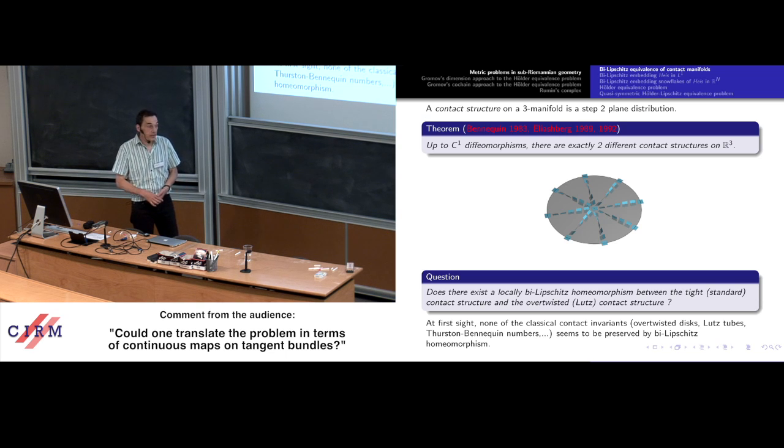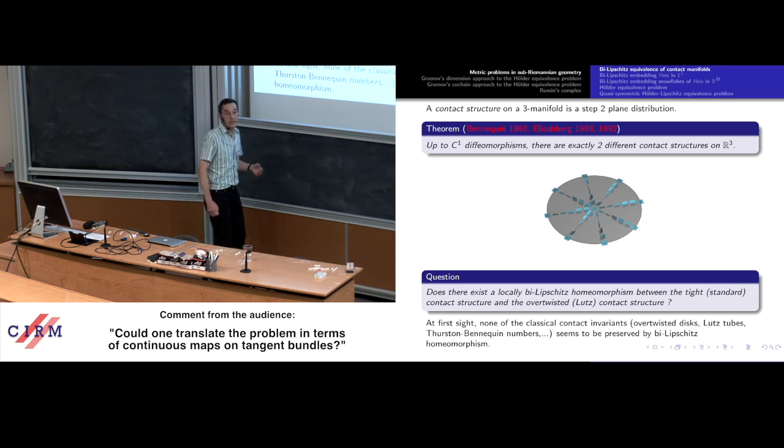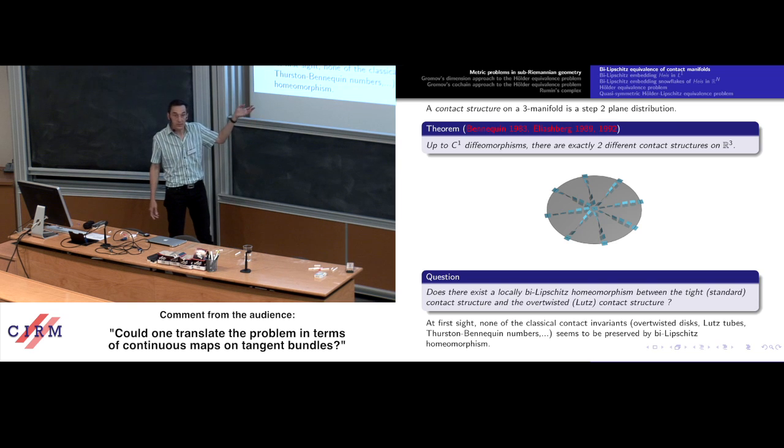That's a good way of thinking. You're right. One likes to lift things to the unit tangent bundle or to the tangent bundle. You're right. This would be a good approach to the problem. But these bi-Lipschitz maps, even in the Euclidean metric, they don't seem to lift. They don't lift to continuous maps. So the differential exists almost everywhere, but you can't say much more.